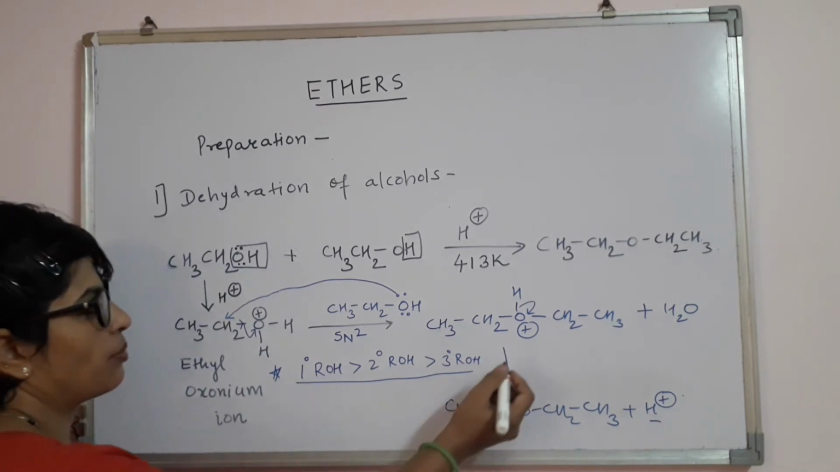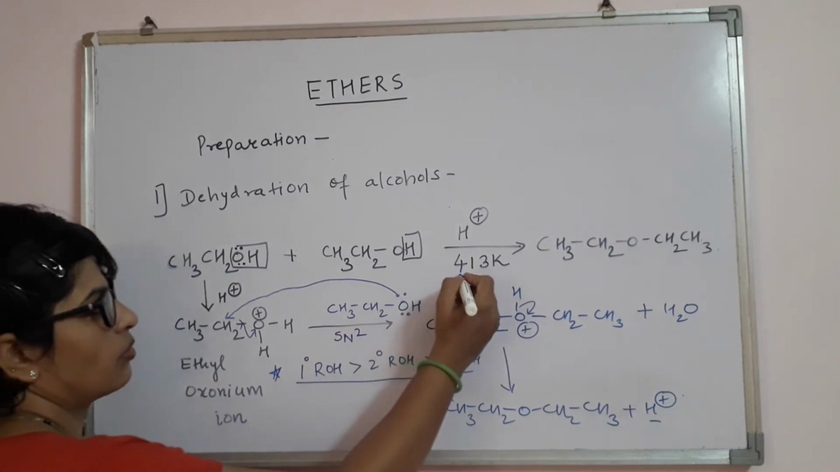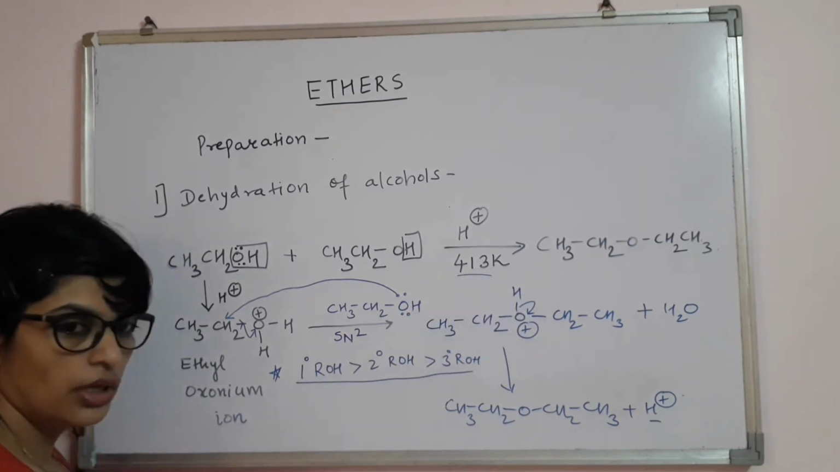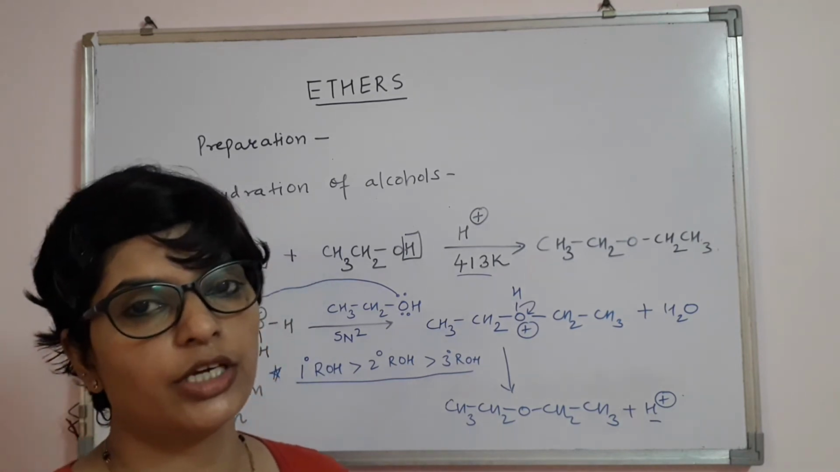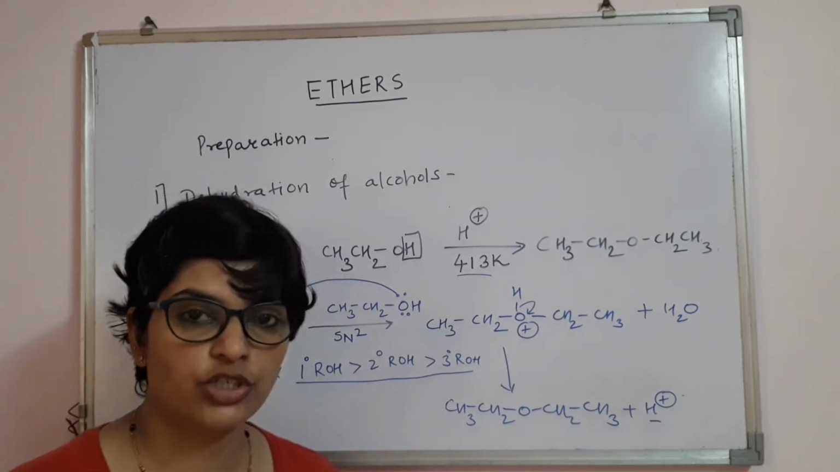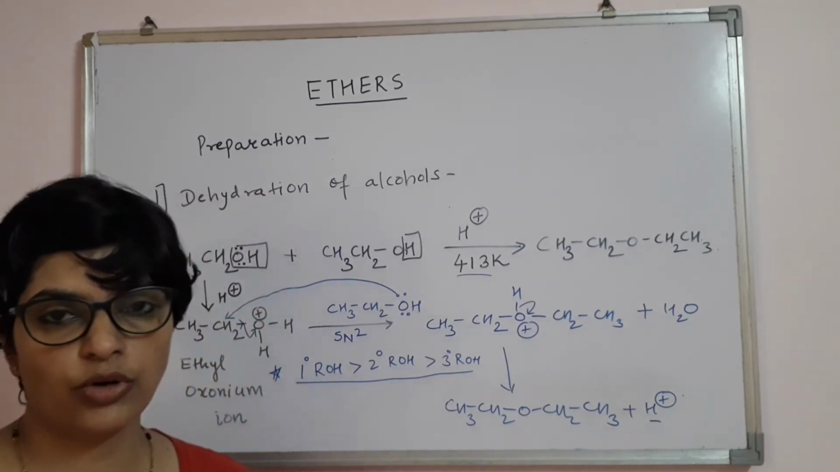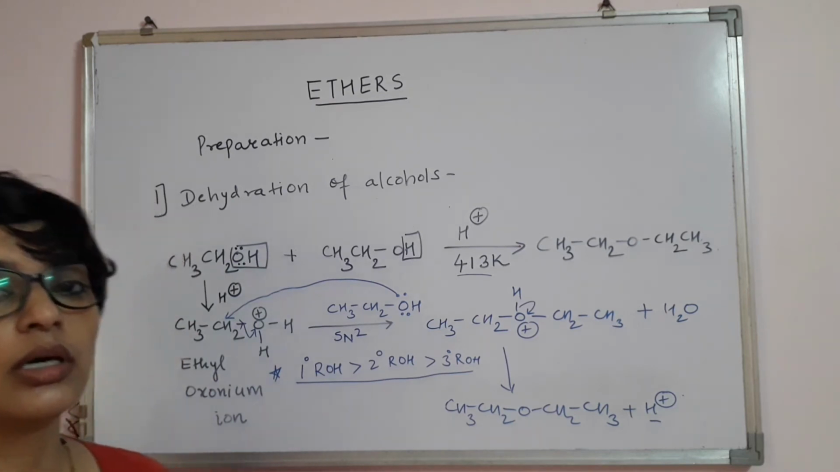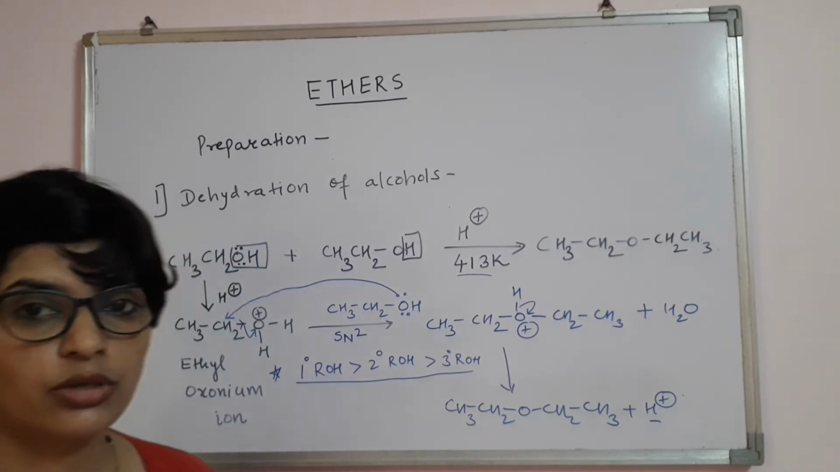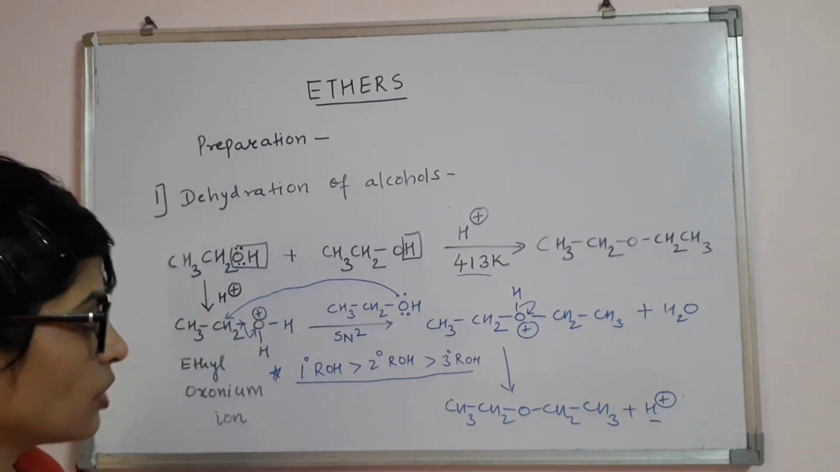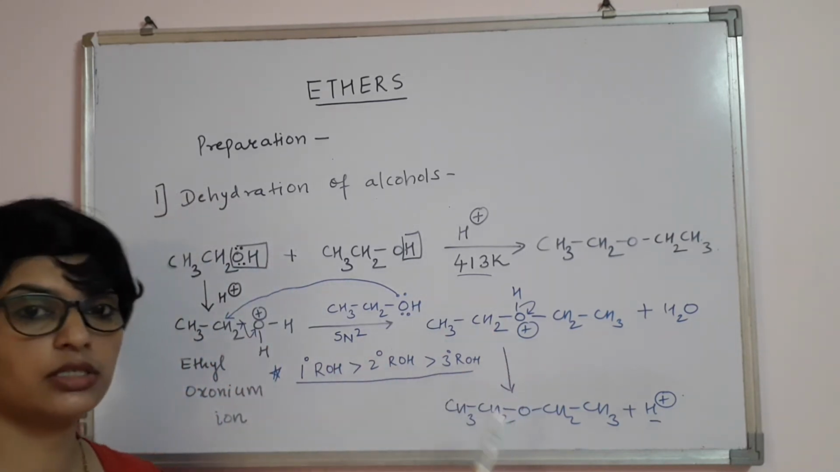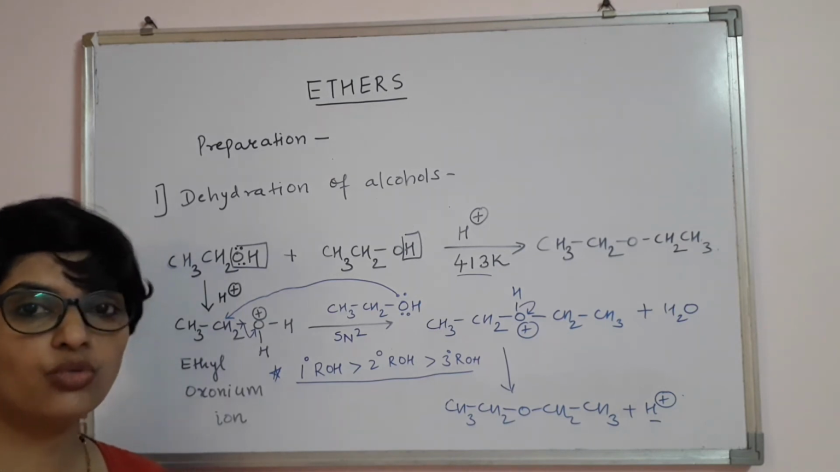Secondly, the temperature is important here. Why is the temperature so low? If the temperature is very high, then the elimination reaction will take place and we will get the formation of an alkene. So that point also should be remembered by you. Let me show you now what will happen if the temperature exceeds 413 Kelvin. This mechanism which we have discussed will be there in the exam for 2 marks.